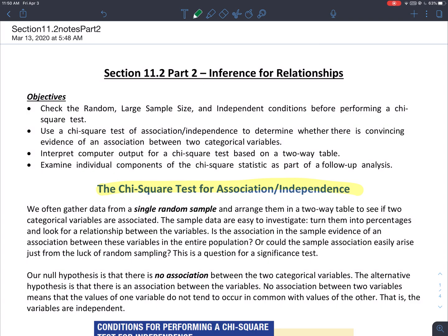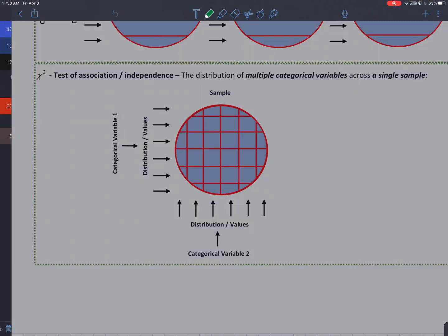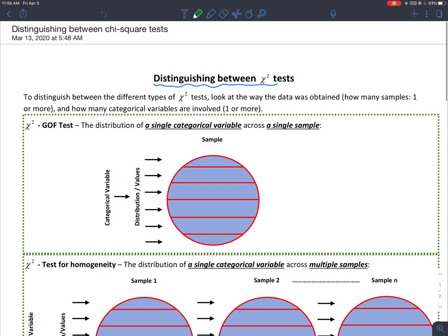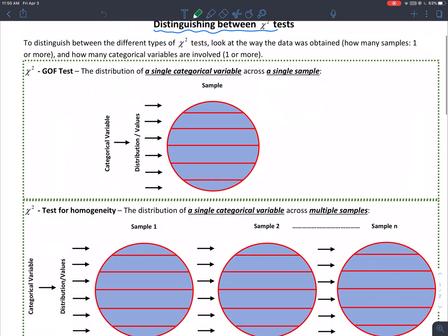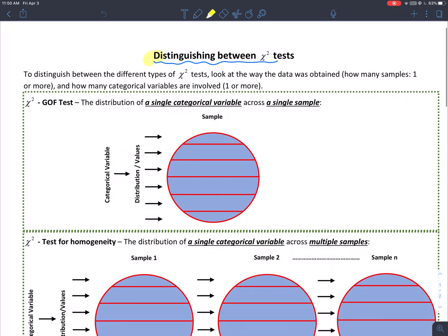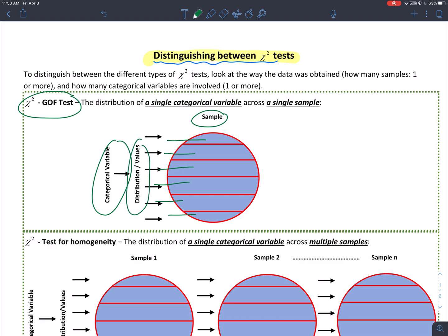In any case, I just want to go back to the document that I referred to from 11.1 part 2, I think, and that's distinguishing between chi-square tests. This is something that students have trouble with. We've done 11.1, which was a chi-square goodness of fit test, which was a single sample. And then we're checking how a categorical variable is distributed across that sample. Basically, does the distribution match a claim, or are the values of the distribution distributed equally across the sample? So you've got two different options there, really.